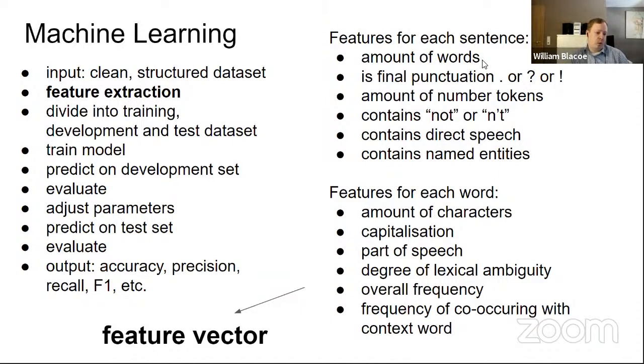So let's look at some obvious quantifications. In a sentence, how many words does it have? For each word in that sentence, how many characters does it have? And then you can have some yes/no features, like does it contain direct speech? Does it contain the word not or n't? And this one is not yes or no. This one is, what is the final punctuation? Dot, question mark, or exclamation mark?